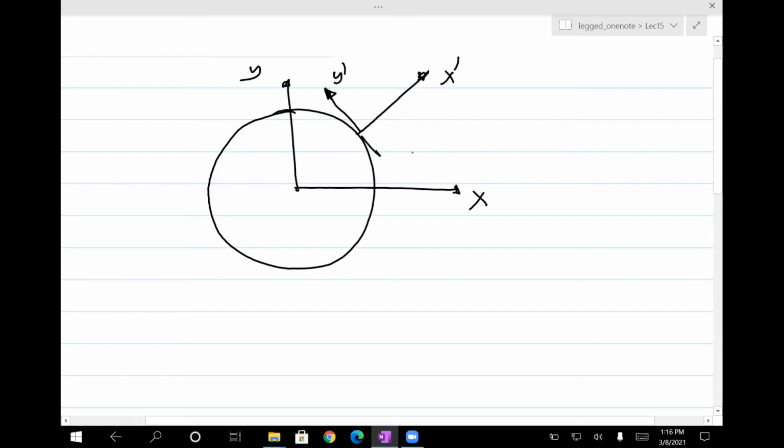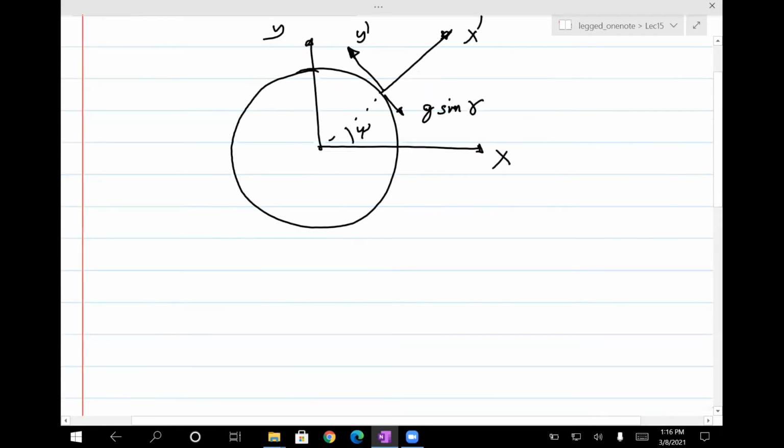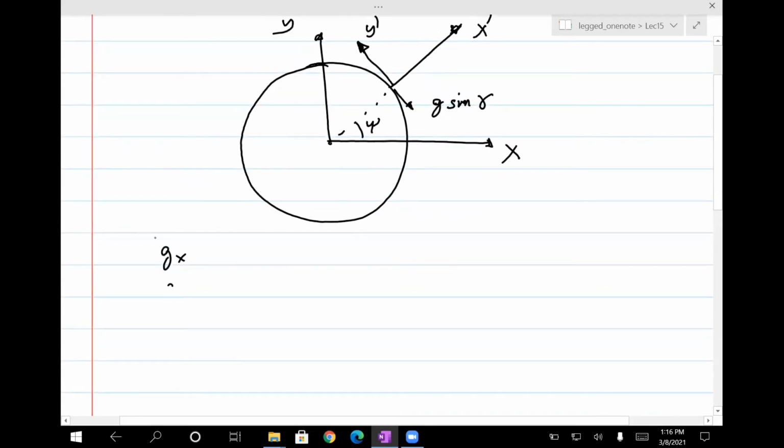Except my G is going to be along this direction. So it will be G sine slope, which is still psi. And the only difference will be that when I find the Gx, Gy, I'll have the same formula as before for the rotation part.